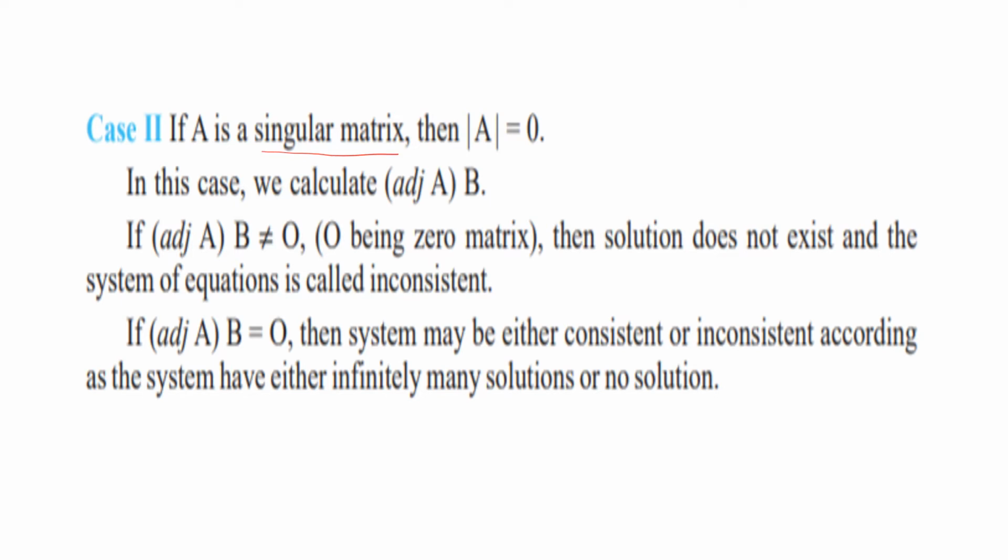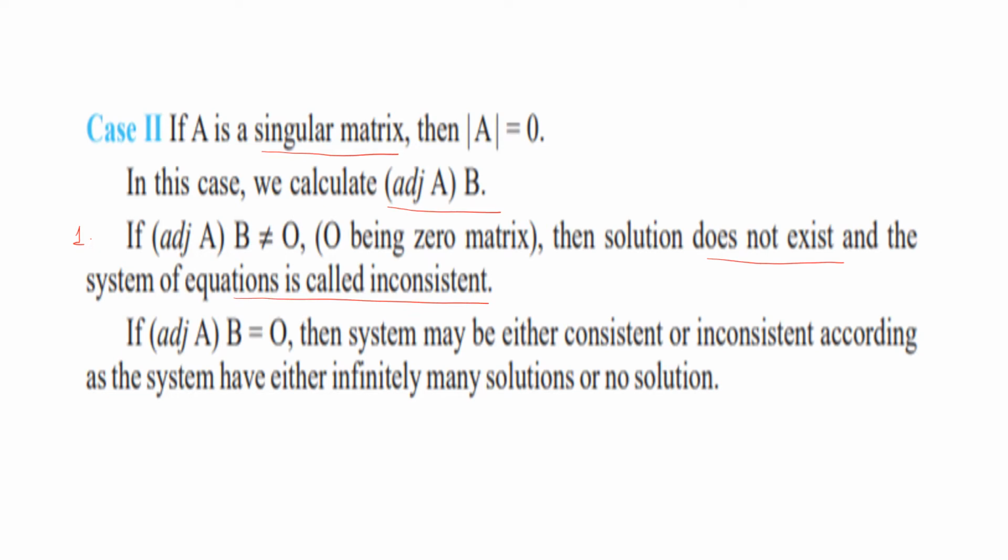in which we use inverse as 1 upon determinant A into adjoint A, right? So in this method, we will calculate adjoint of A into B, the product of the adjoint A matrix and the B matrix, that is the constant matrix. Now the two cases which arise are: number 1, if adjoint of A into B is not equal to 0, meaning it is not a null matrix or 0 matrix, then the solution does not exist, and the system of equations is said to be inconsistent.